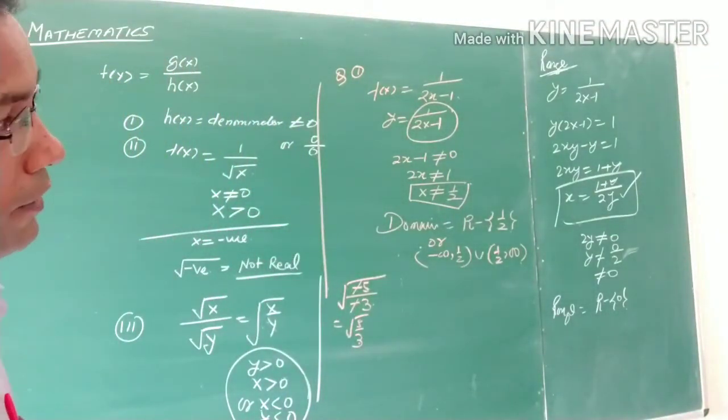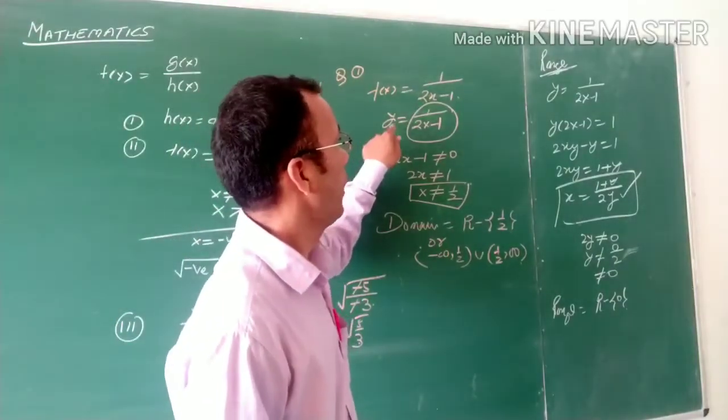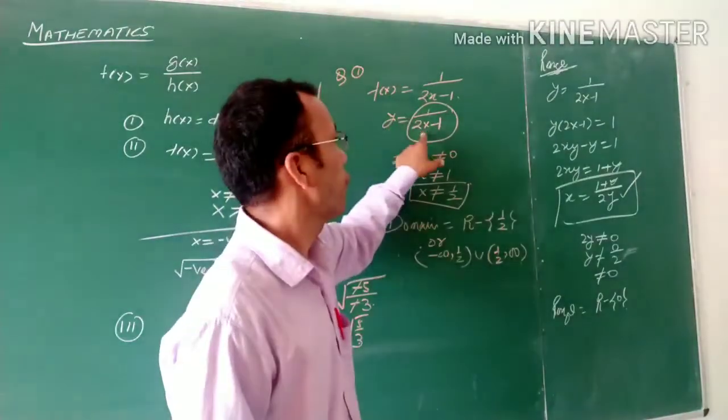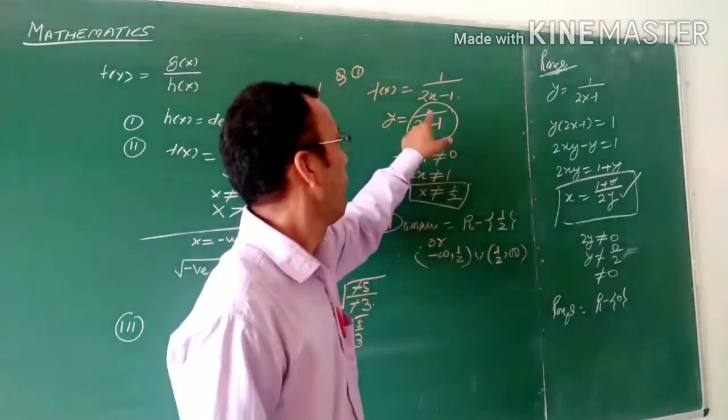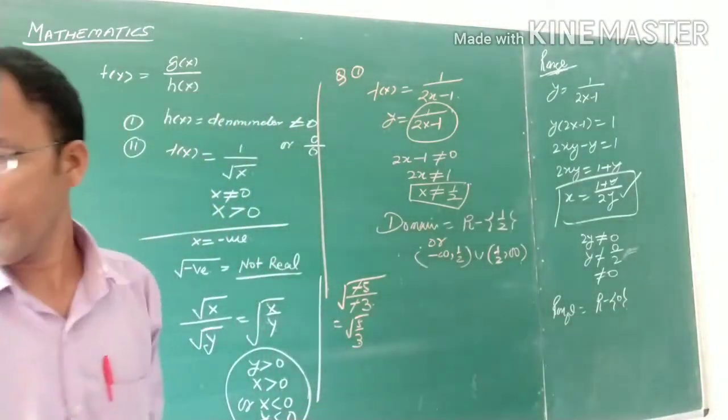Now check whether 0 is an answer or not. If I put y equal to 0, then 0 into (2x minus 1) is 0, and that means 0 is equal to 1. That is not possible. Okay, now another example.